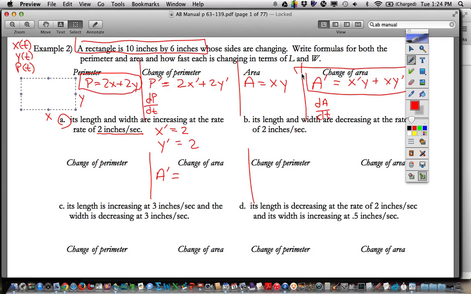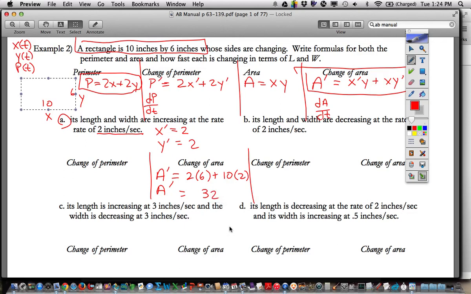So the area of the rectangle is this, the A prime would be this. All we have to do is now plug in our values. So what am I going to put in for x prime? 2. What am I going to put in for y? Yeah, this would be 10 and this would be 6. So we'll put 6 in for y. Plus x, I'll put in 10. And for y prime, 2. And so then we get A prime equals 12 plus 20, that'd be 32.